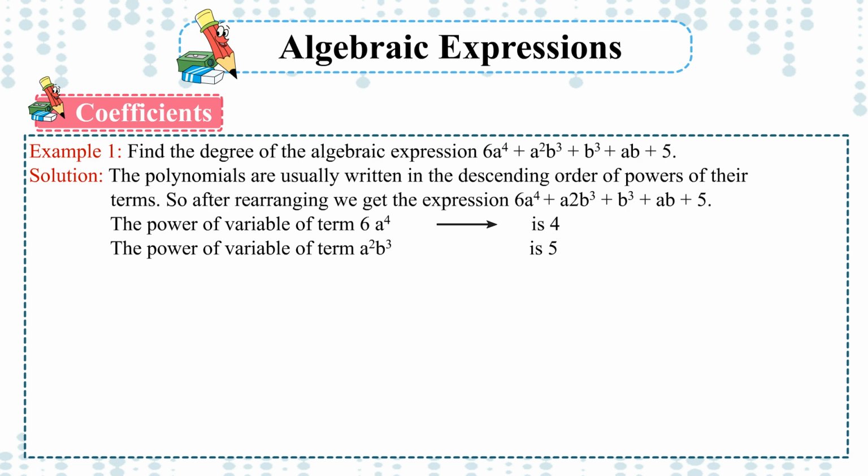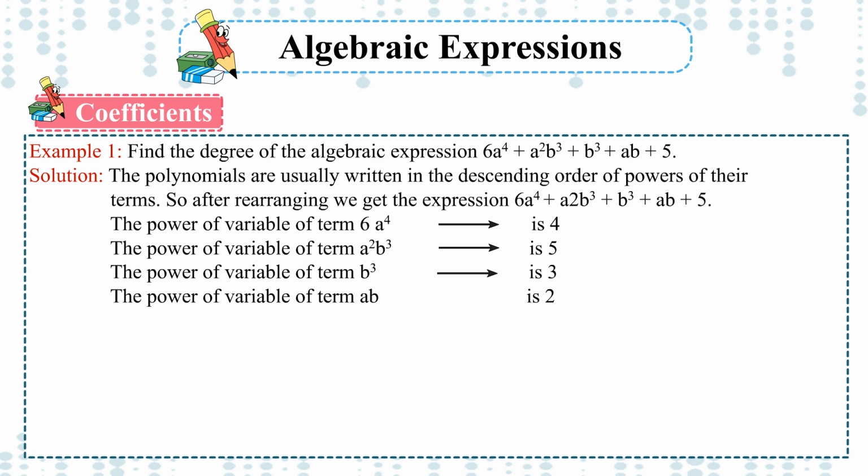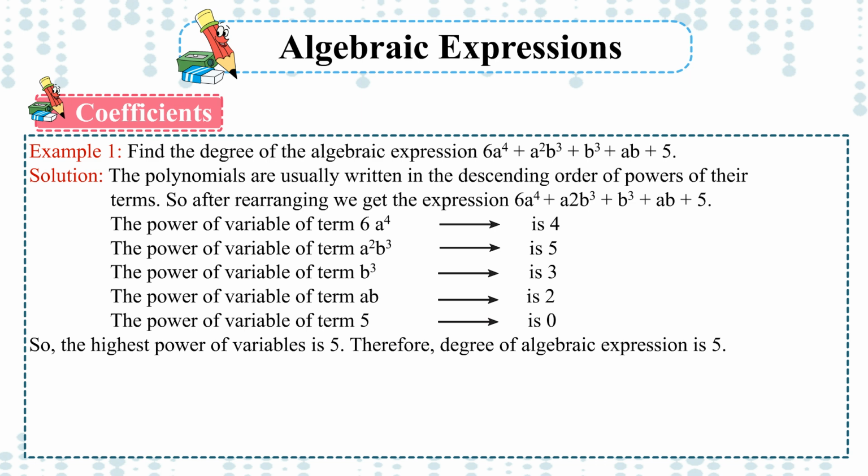To find the value of an algebraic expression. Example, find the value of 5x^2 y + 7x^2 + 2xy + 7, when x is equal to 3 and y is equal to 2. Solution, after substituting 3 for x and 2 for y, we get 5x^2 y + 7x^2 + 2xy + 7.